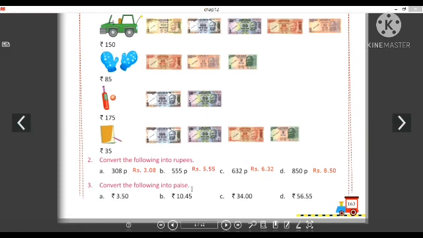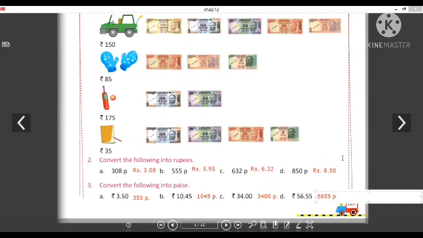Next, convert the following into paise. So it's also very easy. How can we write it? So rupees 3.50 is there. So together we can write 350 paise. 10.45, so 1045 paise. Rupees 34.00. That means there are no paise, but we will write it as 3400 paise, and 56.55. So we will write it as 5655 paise.